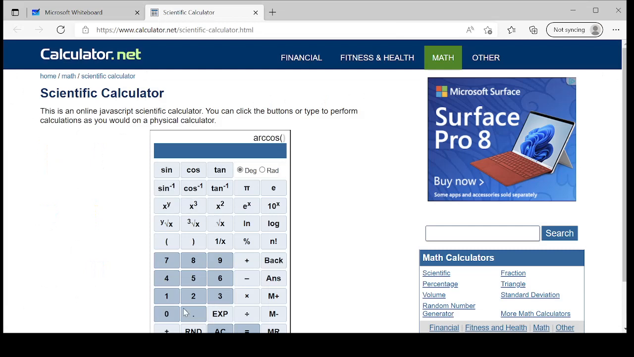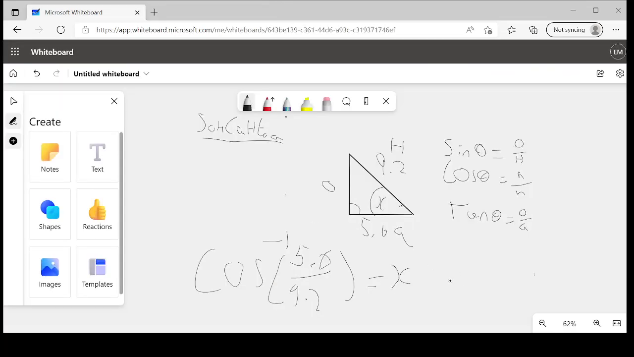Now we can just put that into our calculator. Cosine to the power of minus 1, 5.6 divided by 9.2. That gives us our answer there, 52.504. And as we know, we round that to 52.50. And that's all we need to do to work out x.